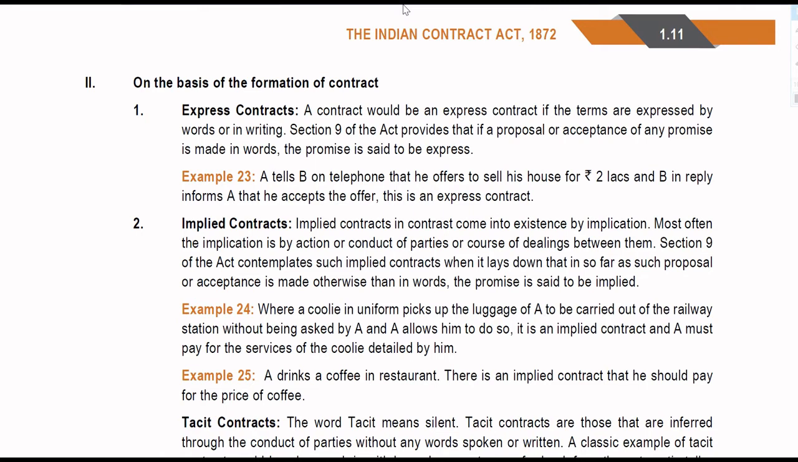See, in this example, A has come out of the train, and one coolie has come and taken his luggage and done the action without saying anything to A. This is implied by the coolie that he is bound to get paid by A for providing this service to A. Example 25. A drinks a coffee in a restaurant. There is an implied contract that he should pay the price of the coffee.